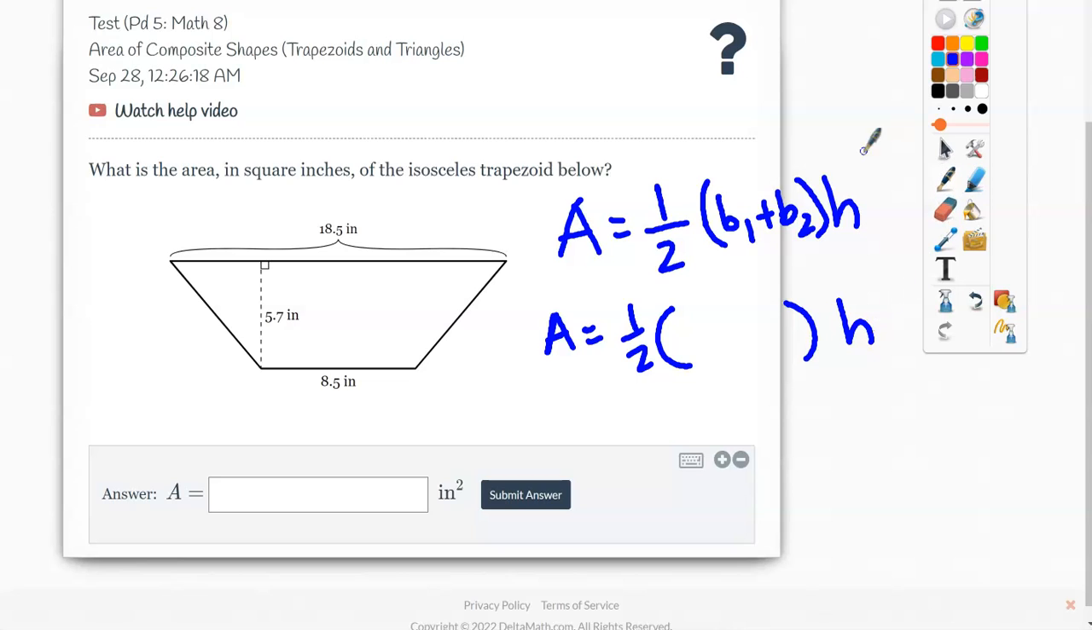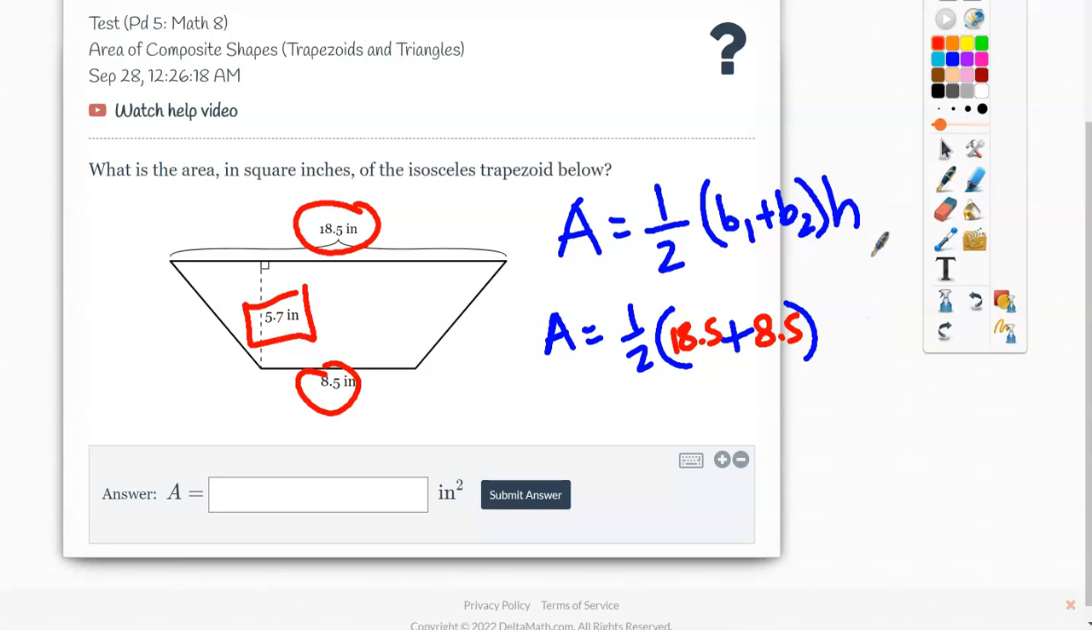And let's erase our bases and put those values in. One of the bases is 18.5. The other base is 8.5. And now for the height. The height is 5.7. So let's erase it and replace it. Now that's a lot of math, but you can type this math on your calculator. 1, ABC 2, parentheses, 18.5 plus 8.5, parentheses, 5.7.